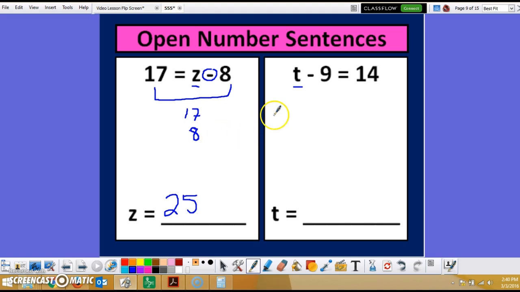My answer is correct. Again, in a subtraction open number sentence, if the variable is first, you take the information you know and do the inverse operation, the opposite operation.